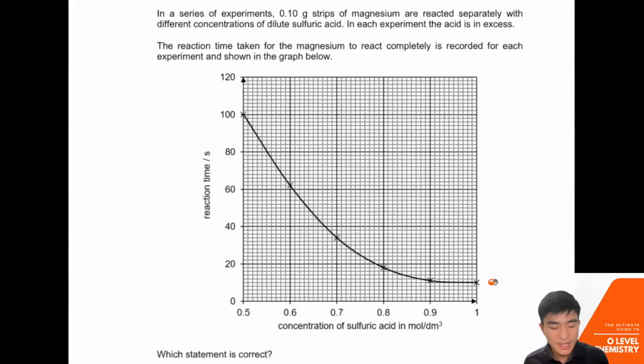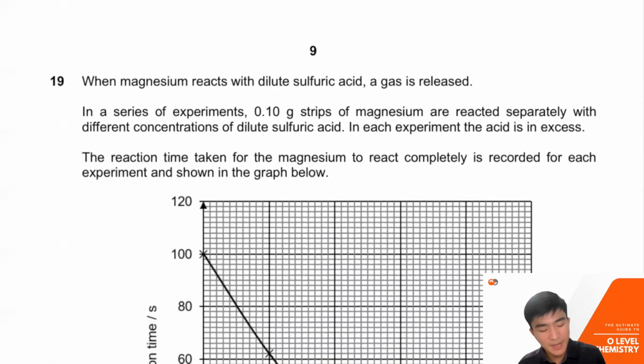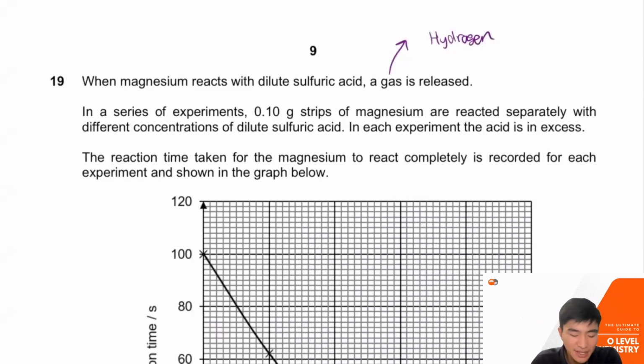Okay, so it's talking about a reaction between magnesium and dilute sulfuric acid releasing a gas. Can anybody tell me what gas this is? First, right off the bat, can you tell me what gas this is? Very simple. Sec 3 also can. Okay, yes, fantastic. Hydrogen gas. Hydrogen gas is released.